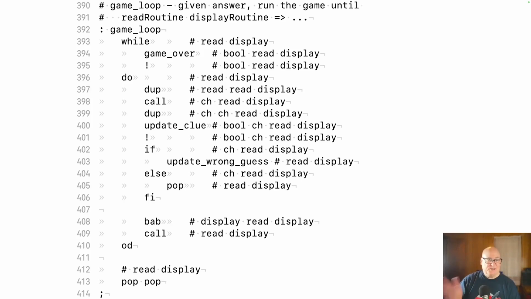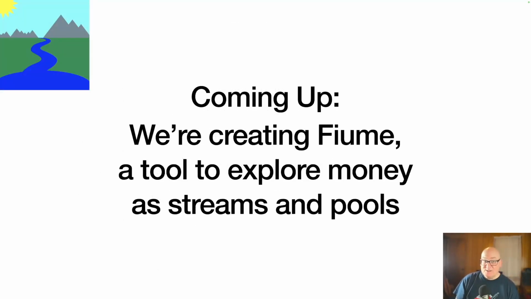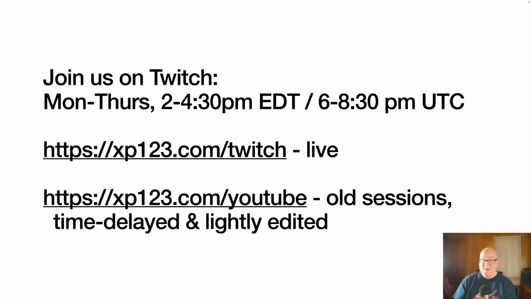All right, and I'm not going to show the rest of the Hangman application. It's next time. I'm switching to a new project I'm calling Fume. It's a tool to explore money as streams and pools. So kind of keeping track of money for long periods of time and how we do that. So I'm starting that Thursday, May 9th, 2 to 4:30 p.m. Eastern Time, 6 to 8:30 p.m. UTC. And if you go to xp123.com/Twitch, that takes you to the live session.